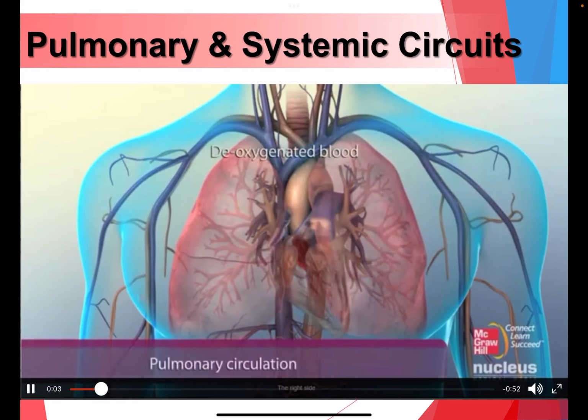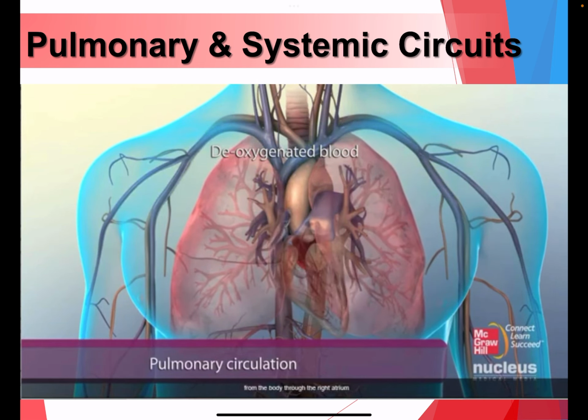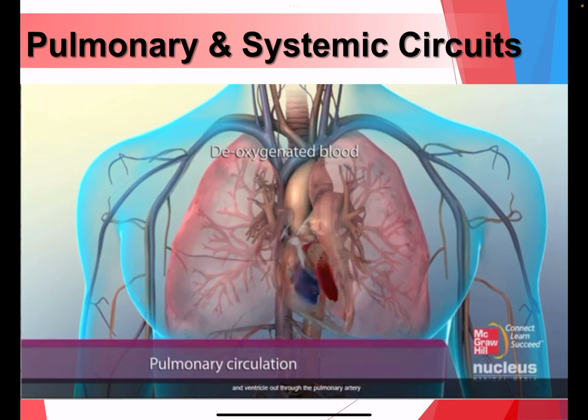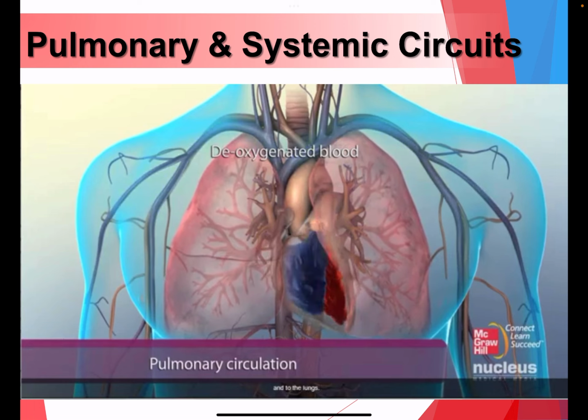The right side of the heart produces pulmonary circulation. This is the movement of deoxygenated blood from the body through the right atrium and ventricle, out through the pulmonary artery, and to the lungs.